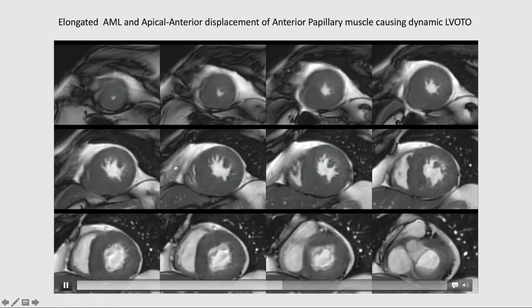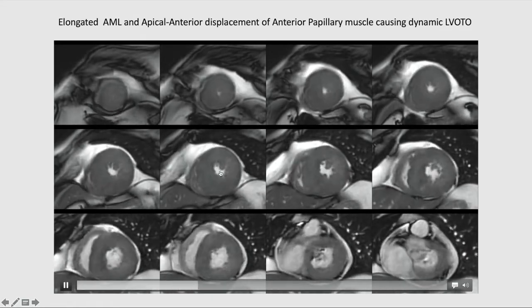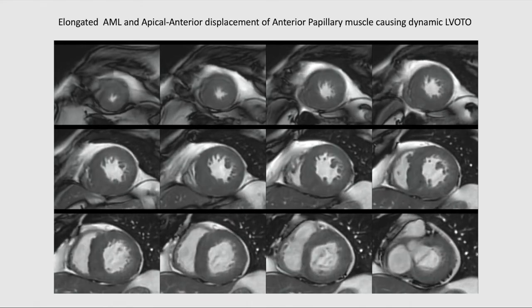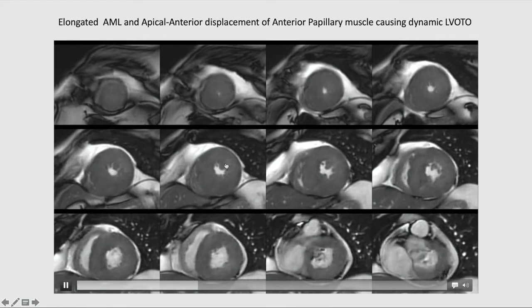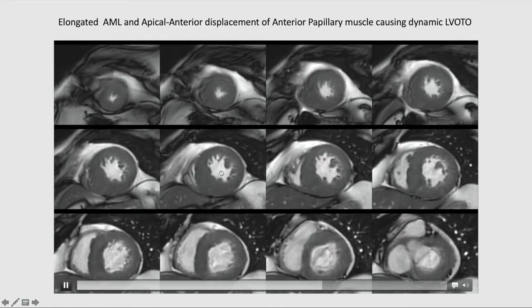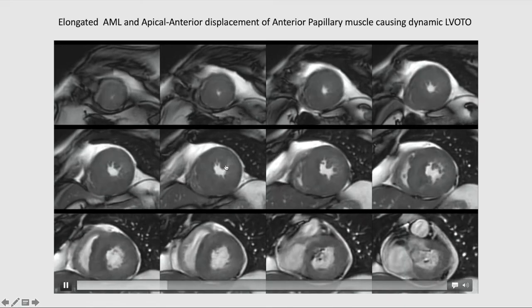Also, if you imagine this as a central portion of the LV cavity, you can see that the anterior papillary muscle has migrated more anteriorly. It is more towards the anterolateral wall than the inferolateral wall. So this is again abnormal in this patient.